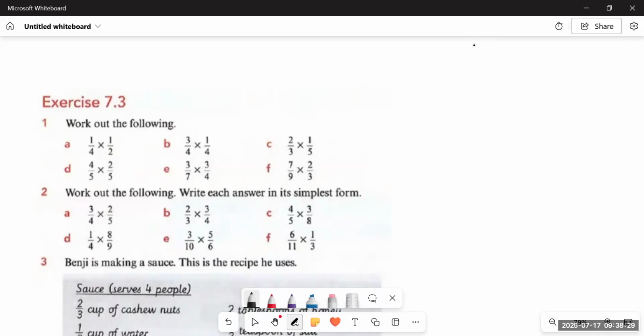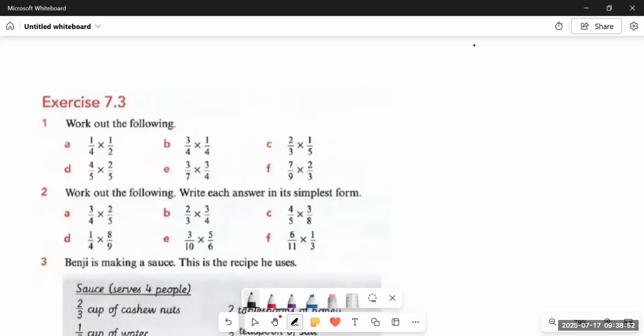Cambridge Lower Secondary, Book 7. Today we are going to start exercise 7.3 of chapter number 7, which involves multiplication of two fractions. In the earlier video of exercise 7.2, we learned how to add two different fractions or subtract them. Now it's time to move towards the next operation, that is multiplication of two fractions.